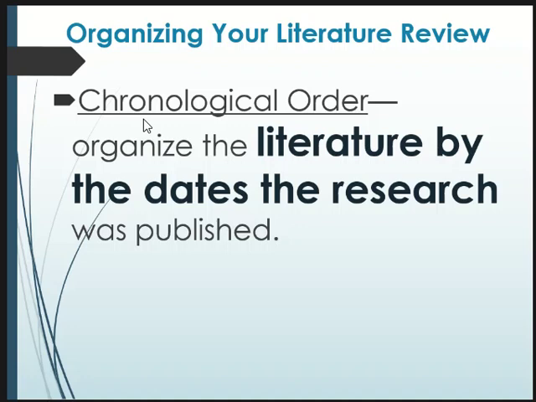Okay, then another way of organizing the literature review is the chronological order, where you organize the literature by the dates the research was published. This approach arranges your sources in the order in which they were published. For example, it allows you to demonstrate the progression of research on your chosen topic over the passage of time.